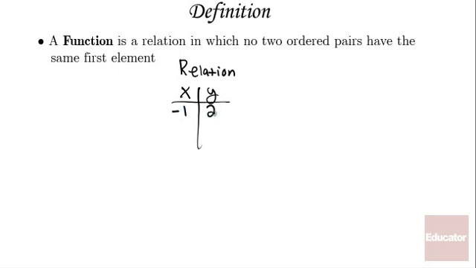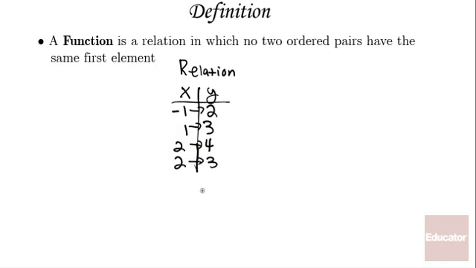A relation is a situation where there are two sets of values that have a correspondence to each other. Members of the first set have a relationship with members of the second set. For example, this table describes a relation, and each member of the first set of x values corresponds to a member of the second set.